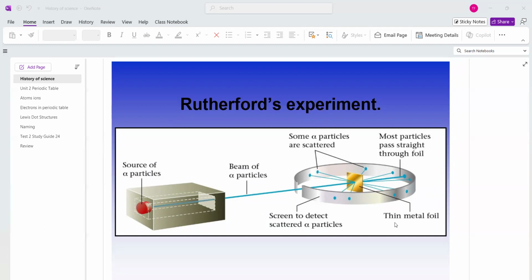Now, the thing with the plum pudding model is if you have a billiard ball and you hit it with another billiard ball, does the first billiard ball go away? No, it just bounces around. So what he did is he devised an experiment where he took some gold foil, gold is a very dense atom, and shot it with a ray gun. And the ray gun was an alpha particle.